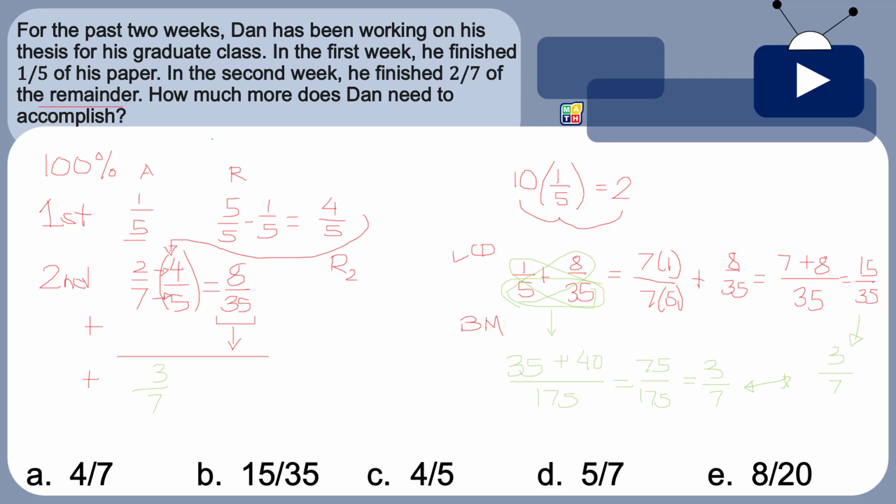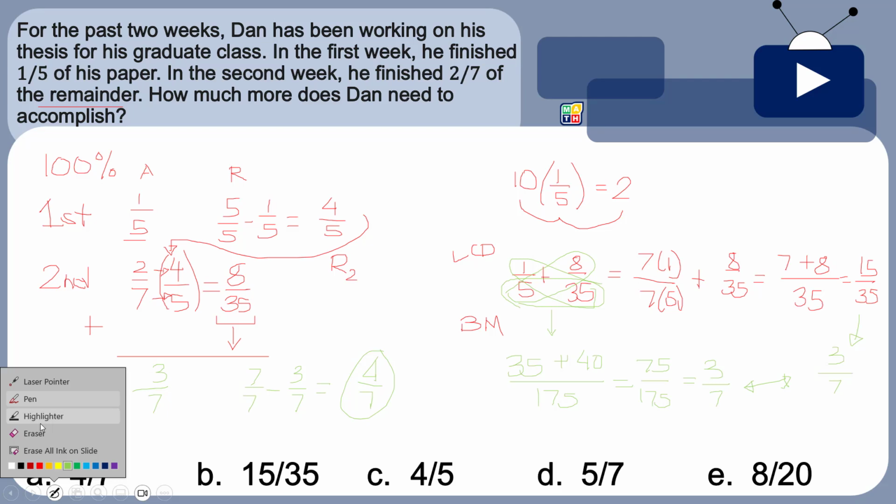Now, we're asked how much more Dan needs to accomplish. So, what is the percentage or fraction of the remaining work after doing 1/5 in the first week and 2/7 of the remainder for the second week? So obviously, we will have 100%, so 7 over 7 minus 3 over 7. So we'll still have 4 over 7 of work remaining for the mentioned thesis. So the answer here is none other than letter A, 4/7.